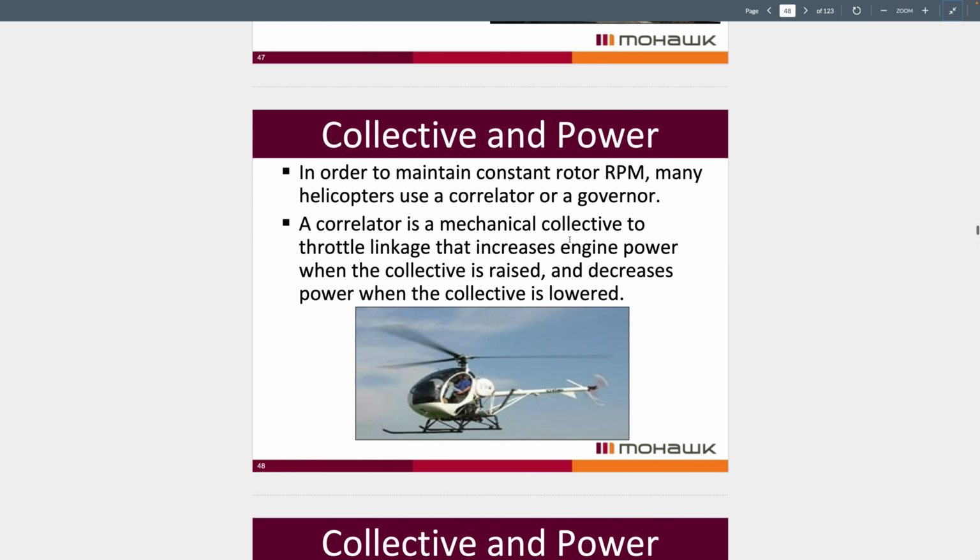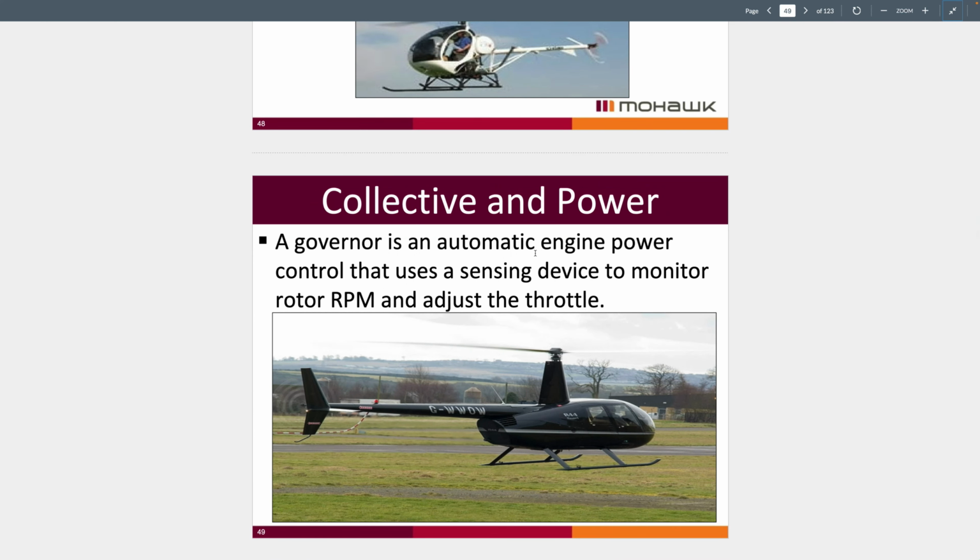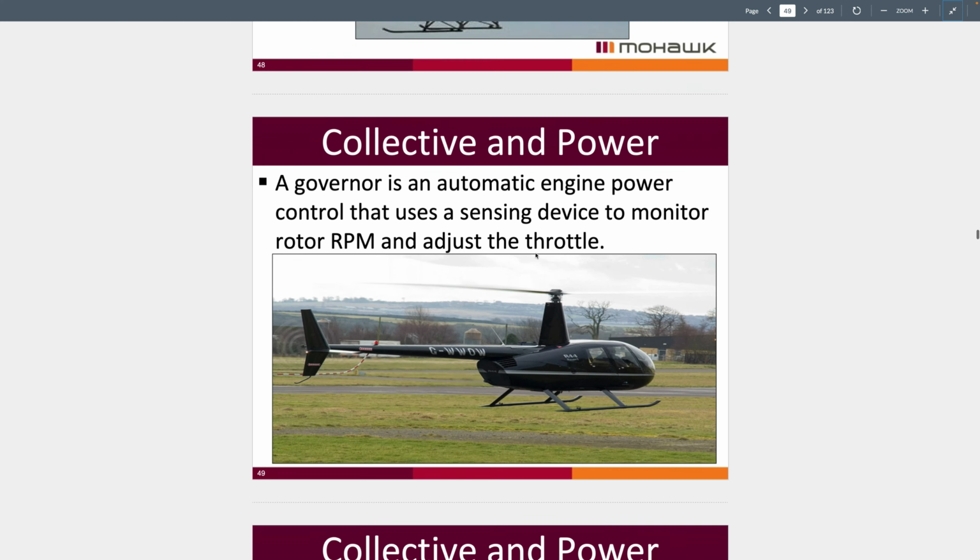So in order to maintain that constant RPM, many helicopters use a correlator or a governor. A correlator is a mechanical collective to throttle linkage that increases engine power when the collective is raised and decreases engine power when the collective is lowered. A governor is an automatic engine power control that uses a sensing device to monitor rotor RPM and adjust the throttle accordingly.